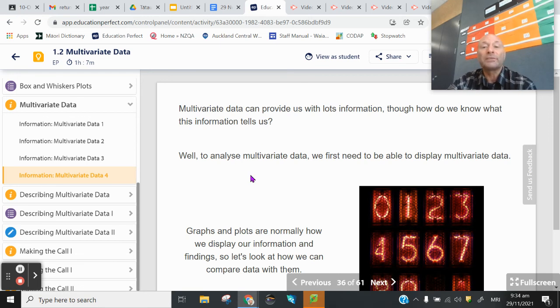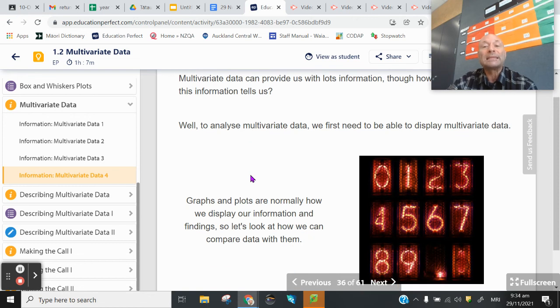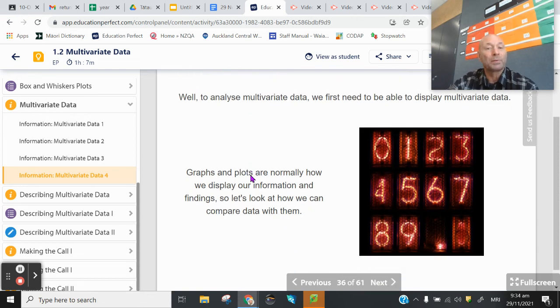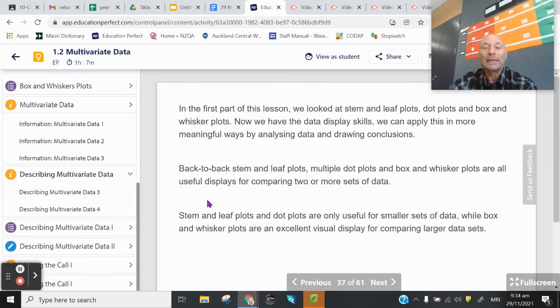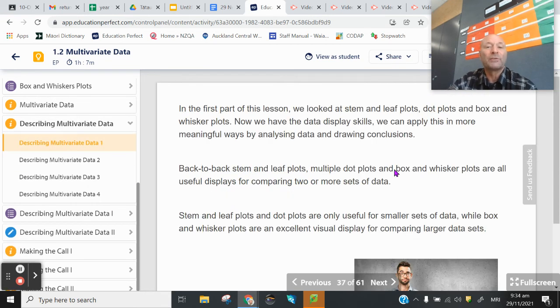To analyze multivariate data, we first need to be able to display multivariate data. Graphs and plots are normally how we display this, so let's look at how we can compare them. Now, in the first part of this lesson, we looked at stem and leaf plots, dot plots, and box and whisker plots. Now, we have the data display skills. We can apply this in more meaningful ways by analyzing data and drawing conclusions.